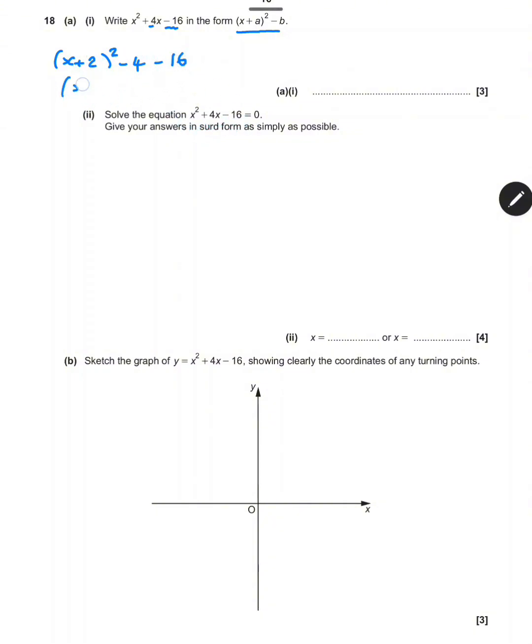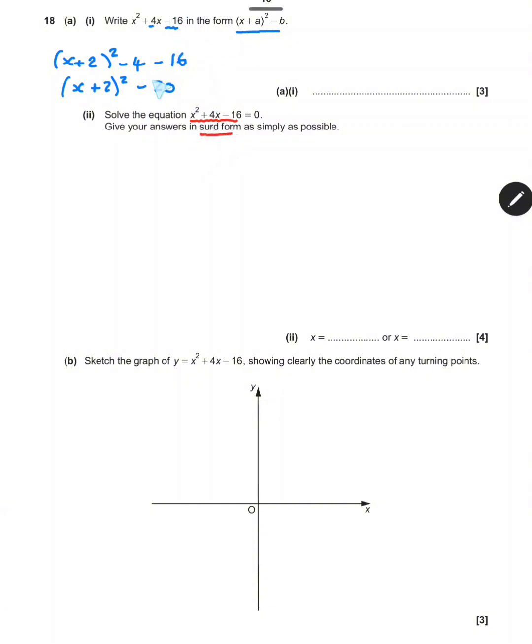Let's just tidy this last bit up. X plus 2 all squared is fine. Take 4, take 16 is take 20. Part 2, we've got the same quadratic, but now it's an equation equaling 0, and we're asked to solve it, giving your answer in surd form.